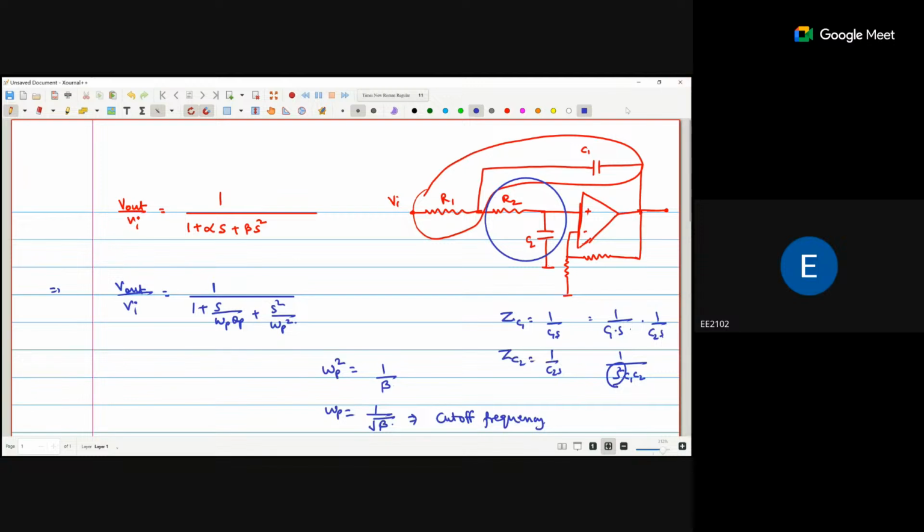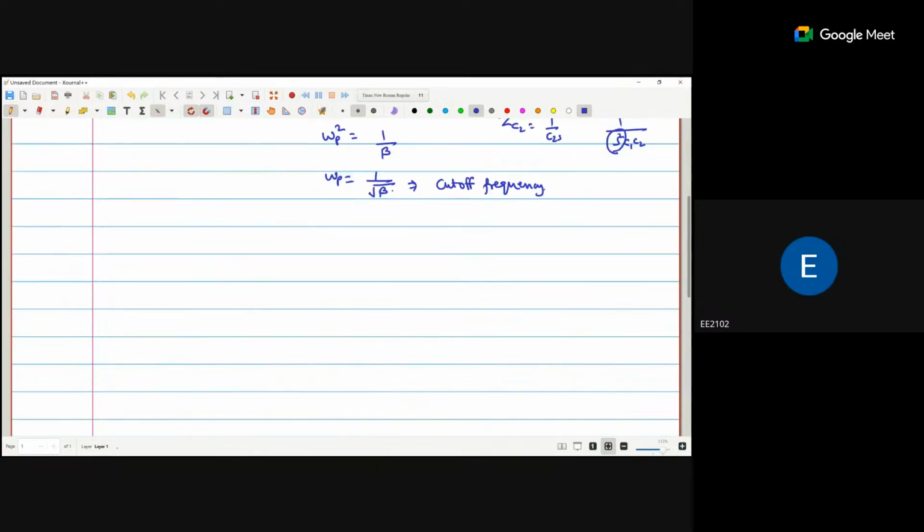For the second order, generally we take the cutoff frequency Fc as 1 upon 2 pi. If there are two different resistances and capacitances, it will be R1 C1 R2 C2. And if R1 and R2 are equal, and similarly C1 and C2 are equal, then Fc is nothing but 1 over 2 pi root of R square C square, that is 1 upon 2 pi RC. In this way we can calculate the cutoff frequency.